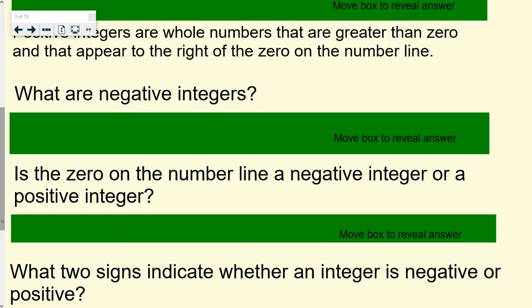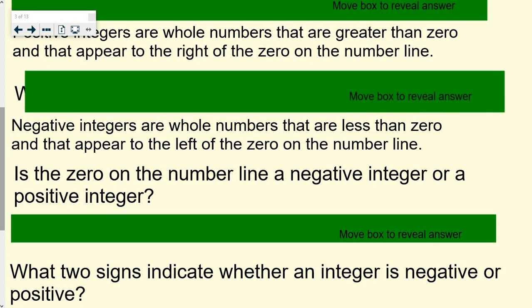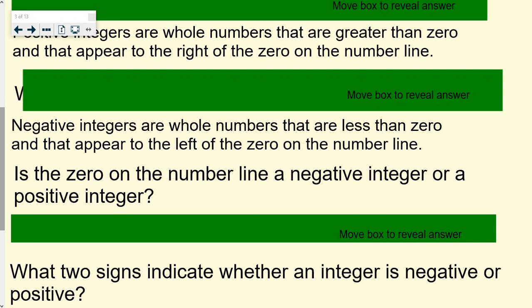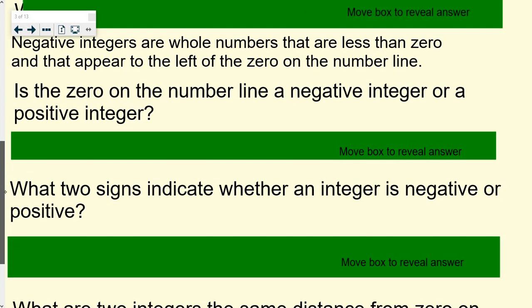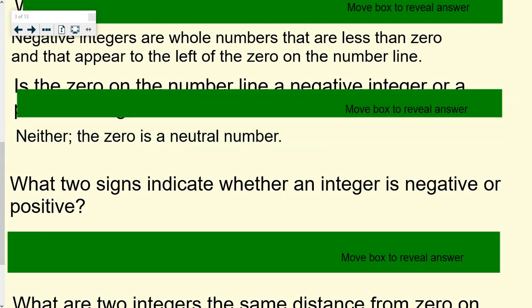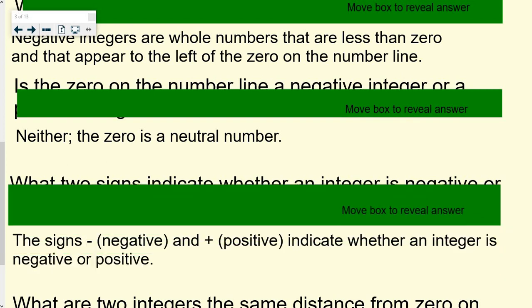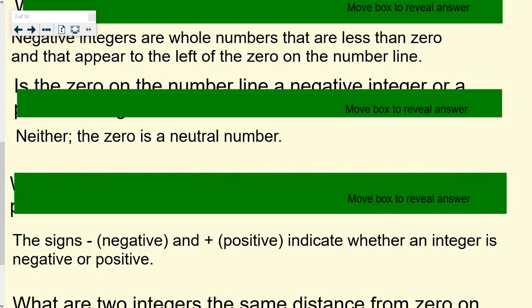So what are the negative integers? Negative integers are whole numbers that are less than 0, on the left-hand side. Is the 0 on the number line a negative integer or a positive integer? Neither. The 0 is a neutral number, so it's not positive and it's not negative. What two signs indicate whether an integer is negative or positive? The negative sign and the positive sign. This is a negative sign. This is a positive sign. The plus and the minus.